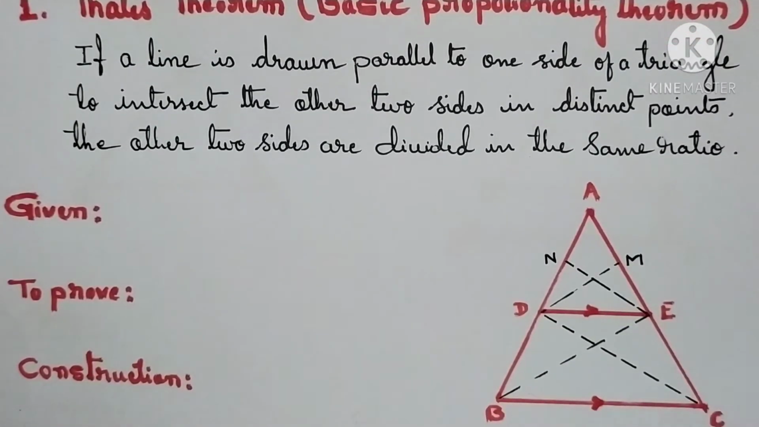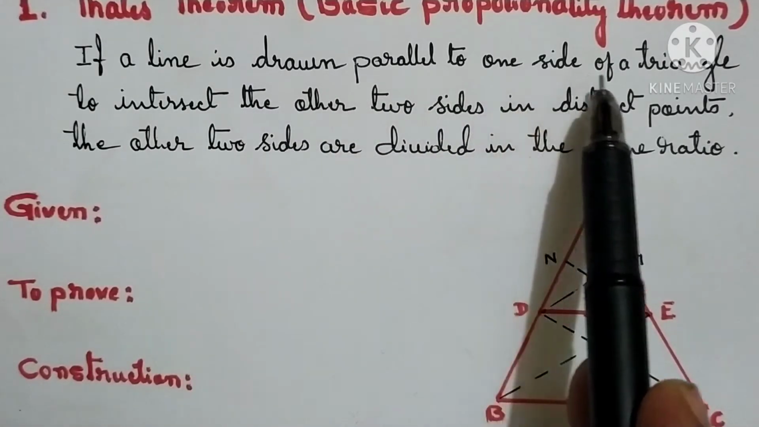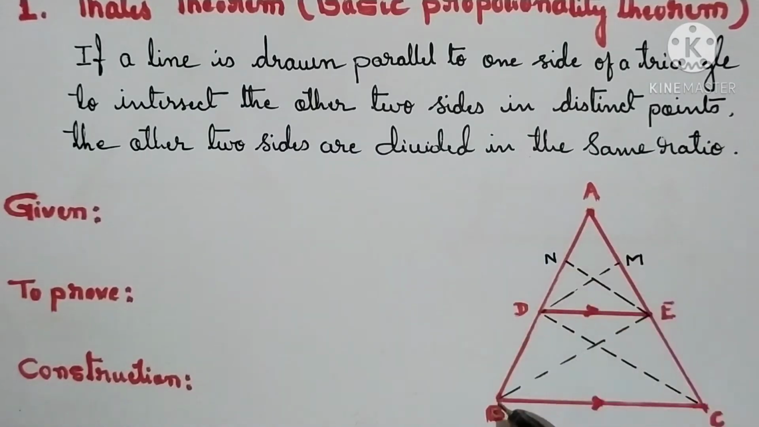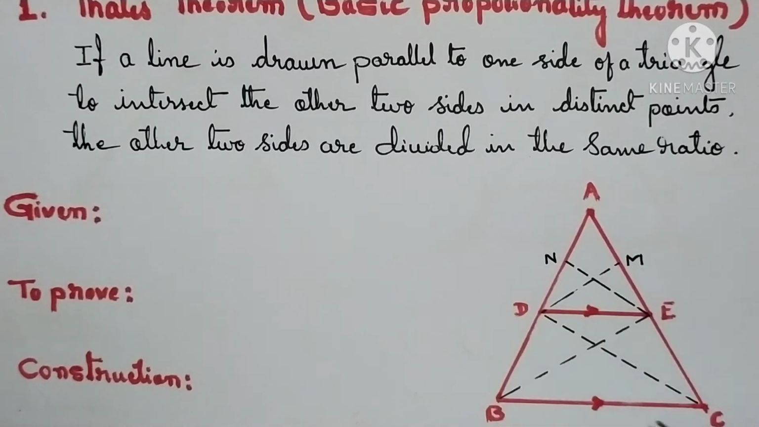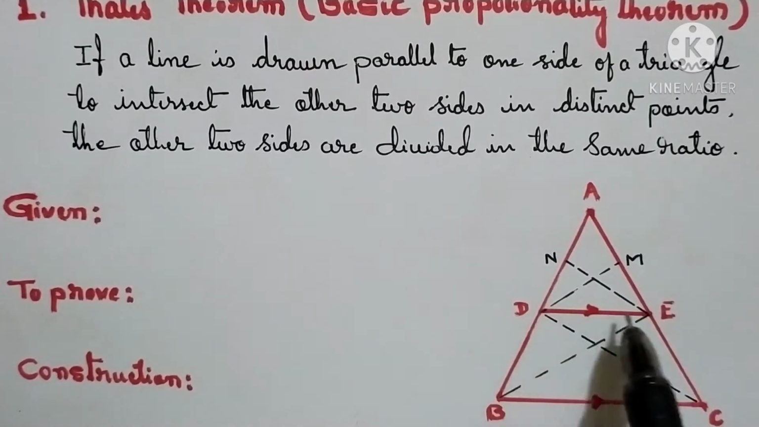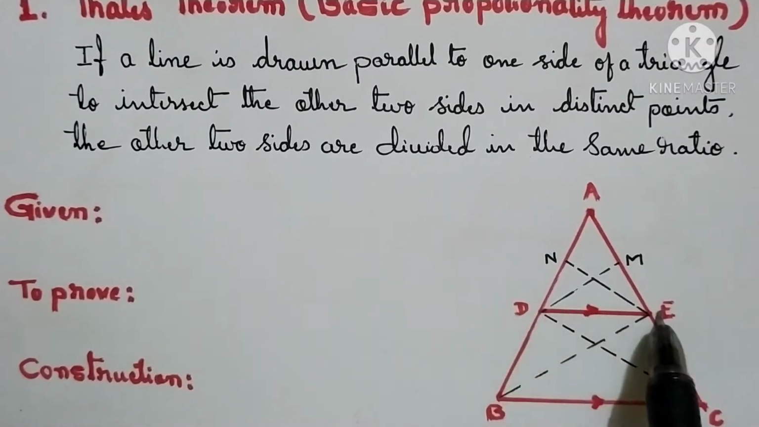In this diagram, if a line is drawn parallel to one side of a triangle, now you see here A, B, C, this is one triangle. ABC is one triangle. Now here DE is one line, so the line DE is parallel to BC.